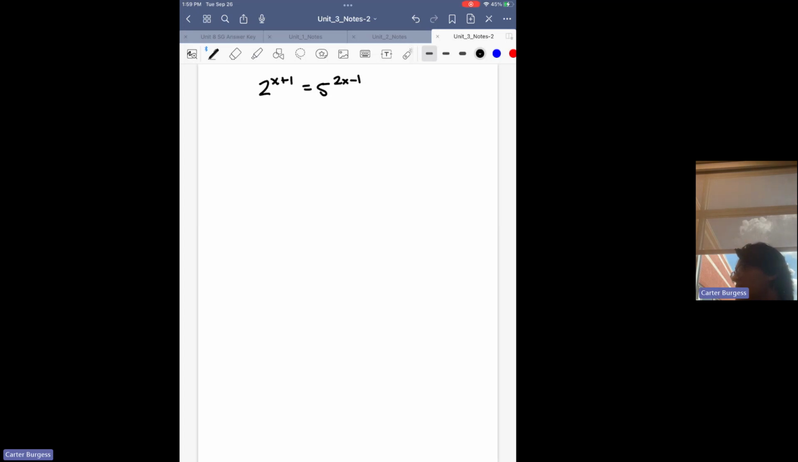So that's the technique that we looked at yesterday, which is matching the bases using the one-to-one property. We're looking at a different technique now, which is going to be rewriting this rather than as an exponential statement. What kind of statement talks about what's going on with our exponents? The logarithmic statement talks about what's going on with our exponents.